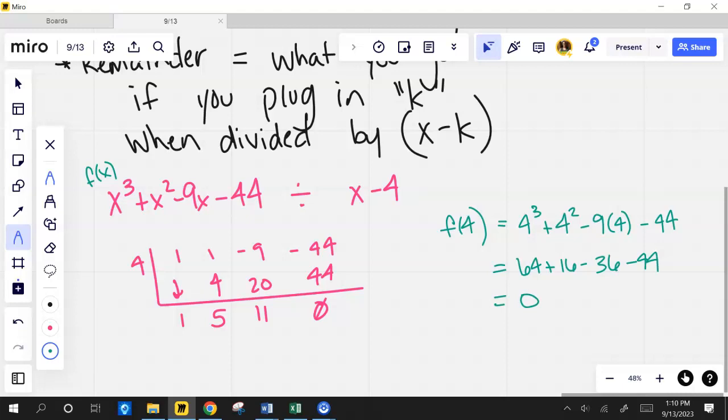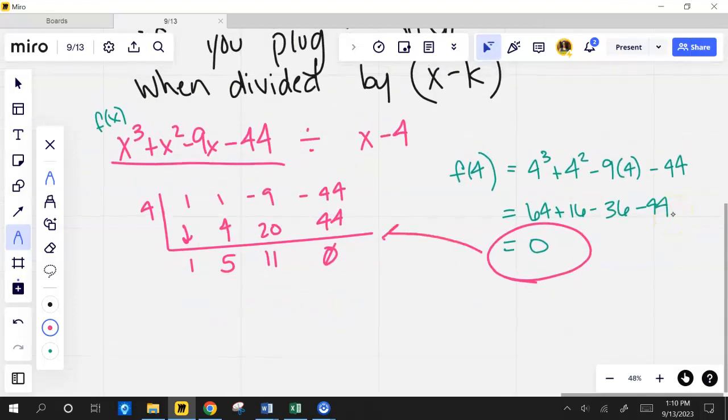You should get 0. So this is the remainder theorem, and this is what it does. It says if you plug in any number into any f of x, what you get is the remainder. So another way you could find that is by dividing synthetically.